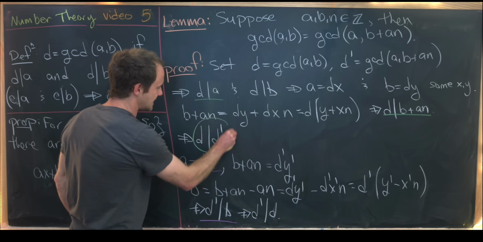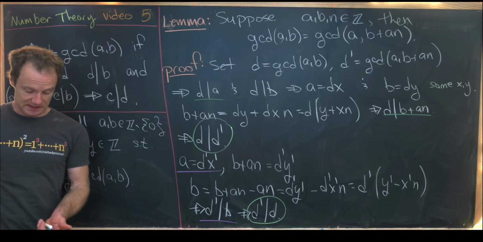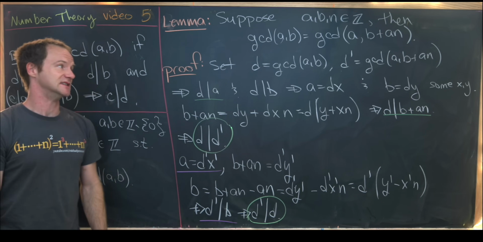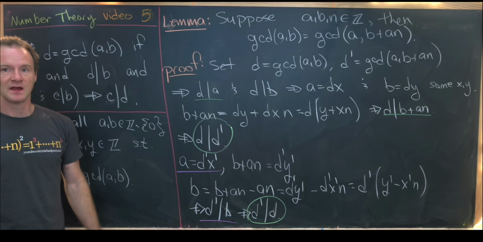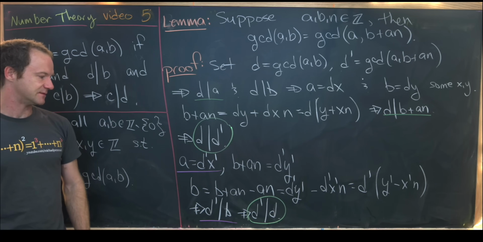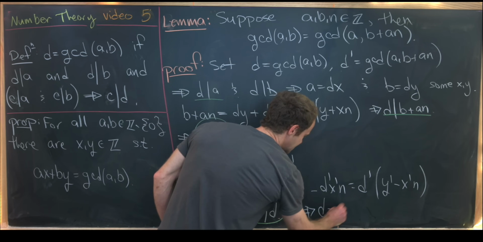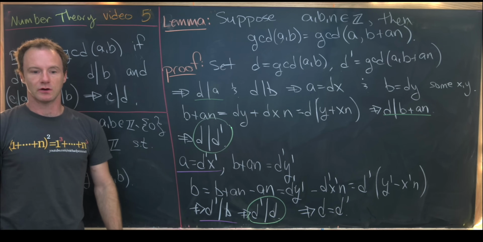Notice we have D divides D prime divides D, but those are both natural numbers because they're the GCD of two integers, and we take GCDs to always be natural numbers. So anytime you have mutual divisibility like this, it means the numbers are the same. So we have D equals D prime. But that's exactly what we wanted to show.